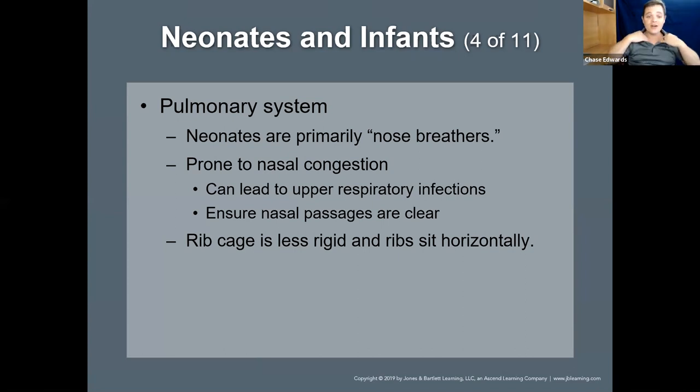Retractions, you'll see it here. Alright? It looks like it's dipping in each time they take a breath because they're struggling to breathe. So you'll be able to see their clavicles and everything else. Retractions. Did that jog anybody's memory?